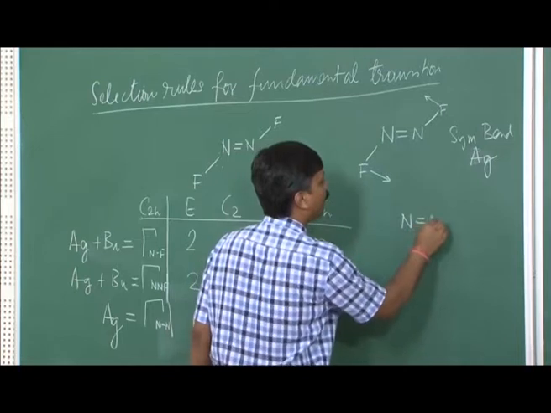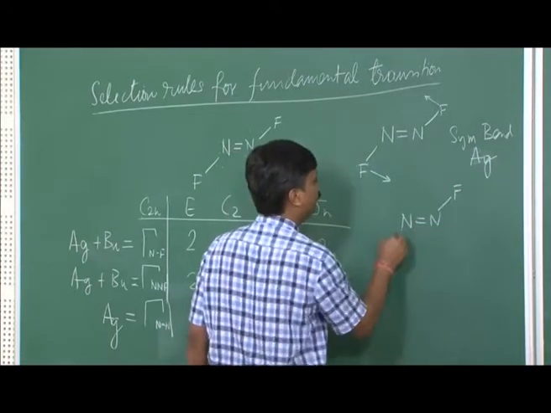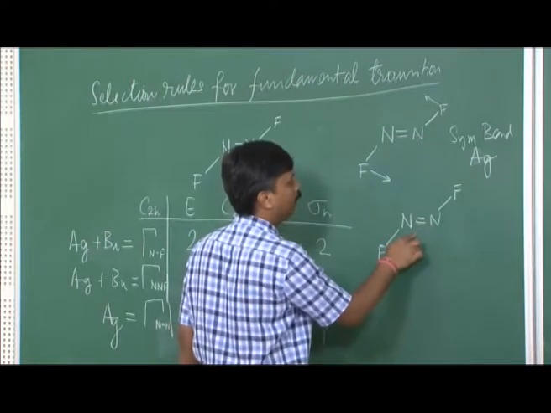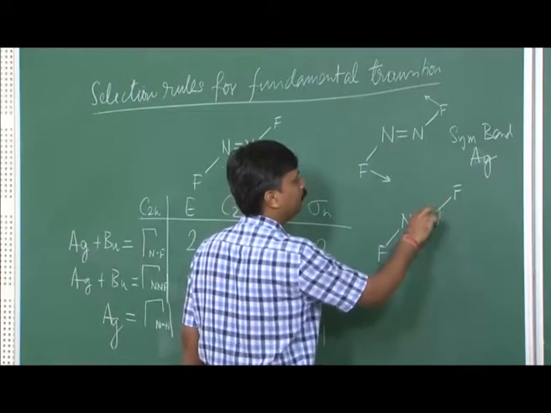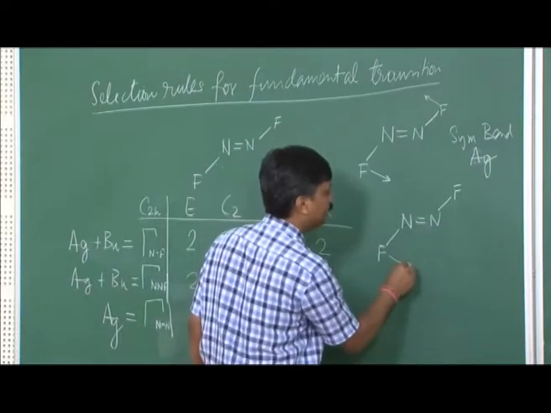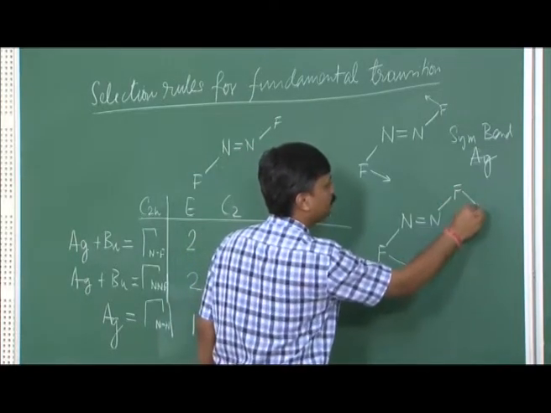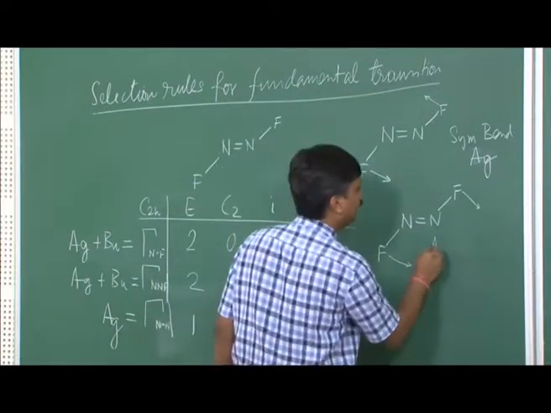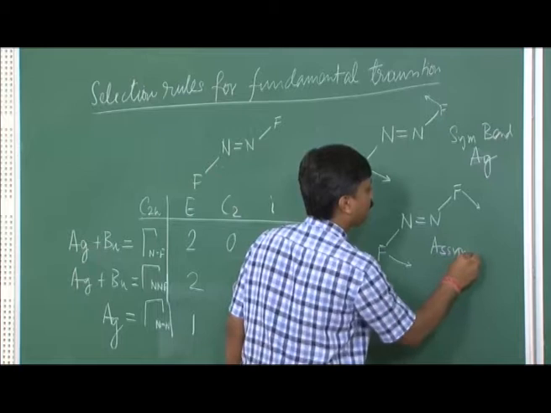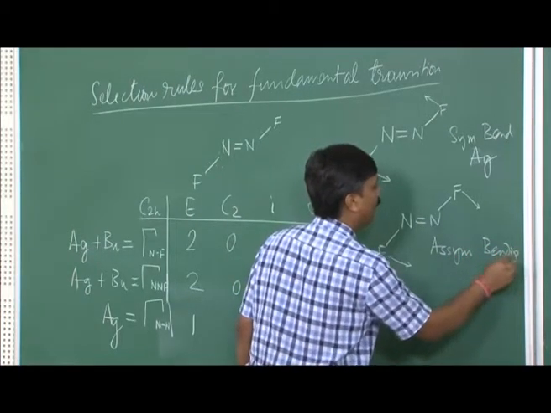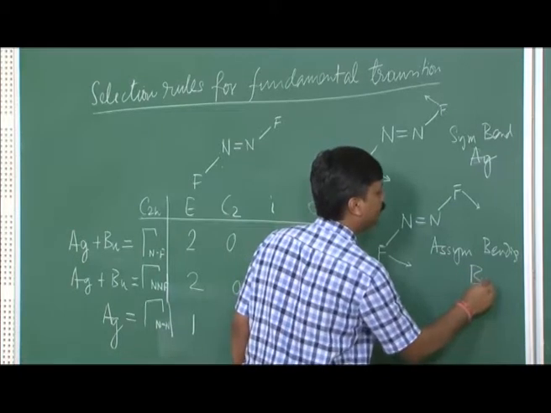So, if I have F here, then if this angle becomes shorter, then this will become larger. So, if this goes in this direction, this also goes in this direction, or vice versa. Okay. So, this is asymmetric bending motion and has a symmetry of Bu.